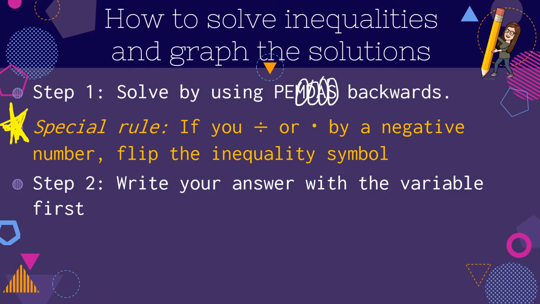Step 2, I would like you to work on writing the variable first, meaning in the end, if I have an answer that says 7's less than x, we're going to flip-flop it. And we've been working on that in the previous lessons, meaning if you're pointing to the 7, stay pointing to the 7.